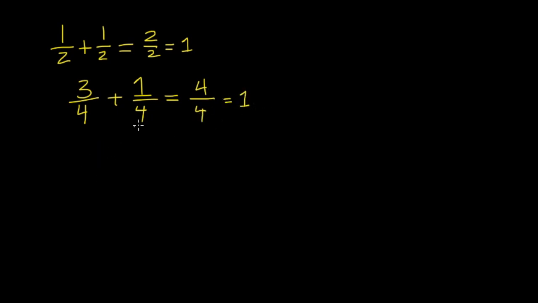Okay, what if we had a different sort of equation? Let's say we had 10/15 plus 3/15. That'll be 10 plus 3, which gives me 13 over 15. All right, so this is an example where the denominator is the same for the two fractions.